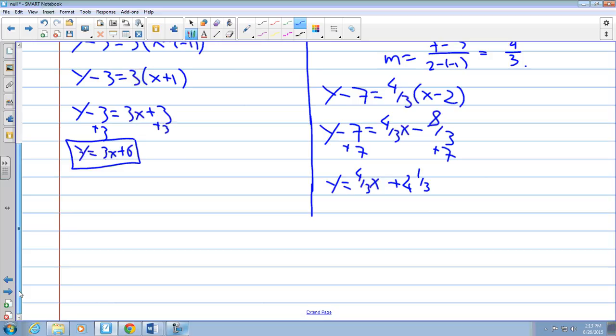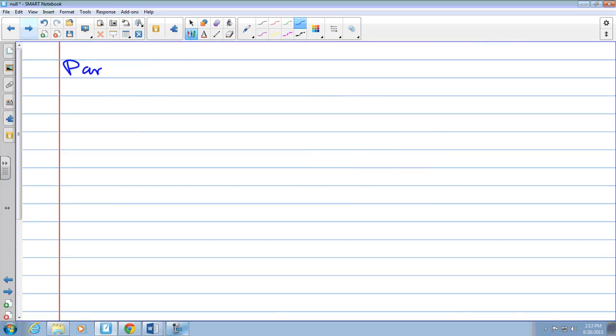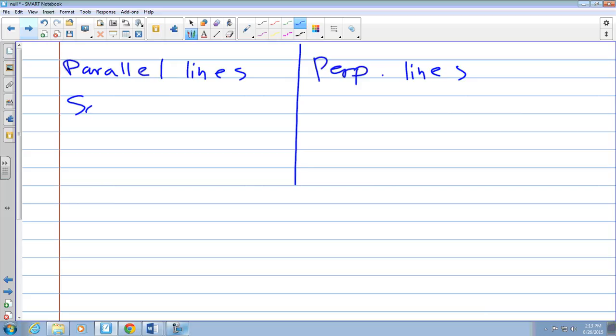Okay, how about, what do you know about parallel lines and perpendicular lines and their slopes? So parallel lines, same slope. So in other words, the slope of one line equals the slope of another line. What about perpendicular lines and their slopes? Right, so negative reciprocals, opposite and negative, very good.